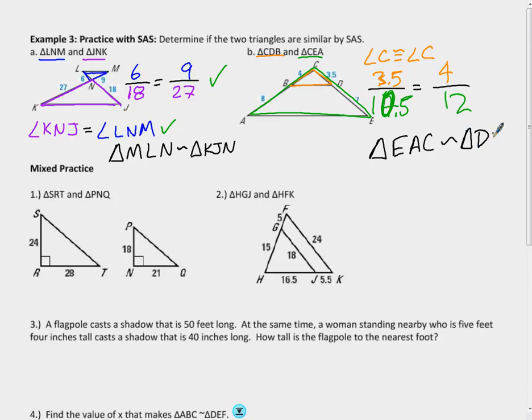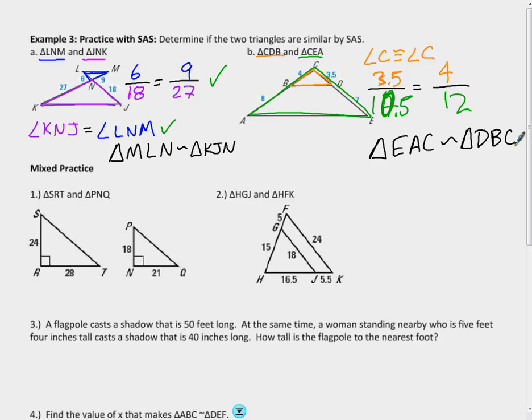Hey guys, just as practice, I want you to try number 1 and 2 below. It's mixed practice, meaning you can use any of the 3 postulates to prove it. So you have to state which postulate you're using and which triangles are similar to each other. To identify that, you just got to look at what they give you.